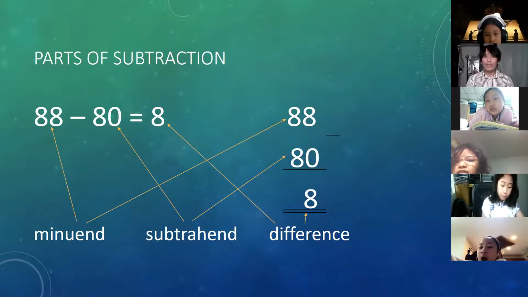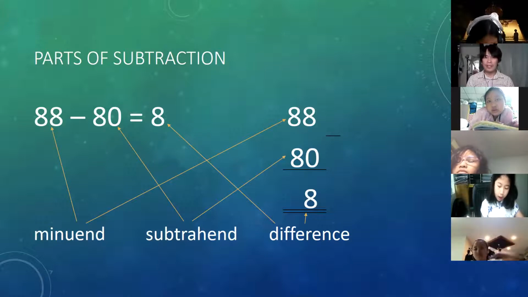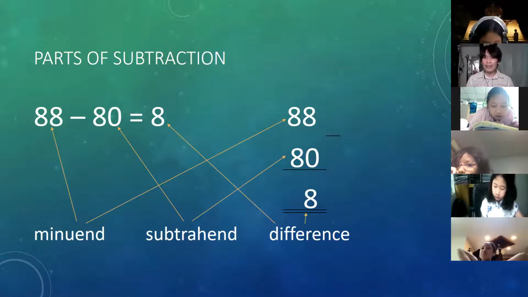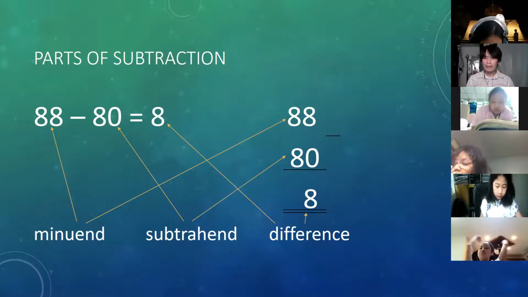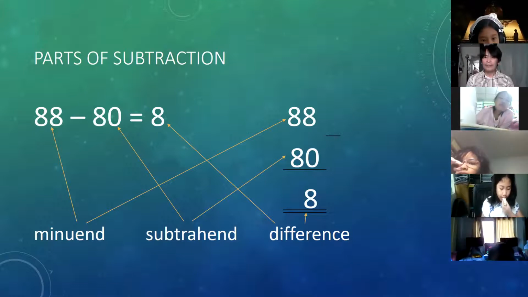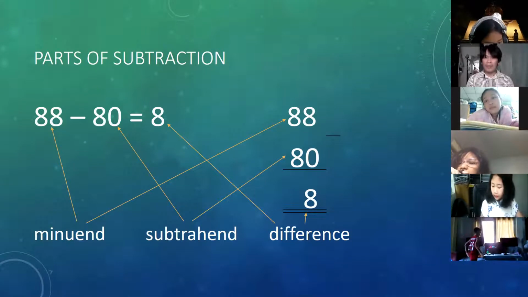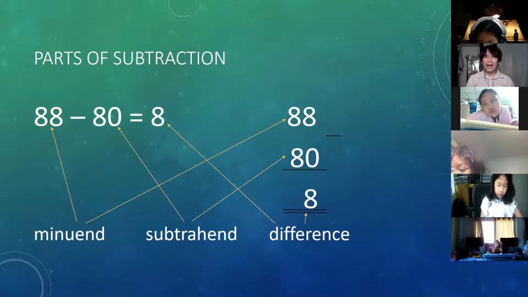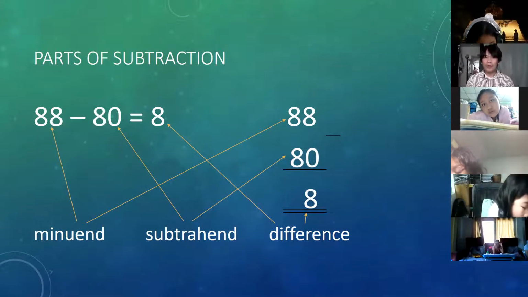Let's go back to our lesson. Parts of addition, not parts of subtraction. I want to know if you can still remember. What do you call the answer in the addition? Total. Very good. Total or sum. The first and the second number are called addends. So addend plus addend equals the sum or the total.